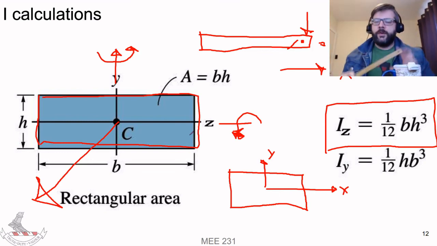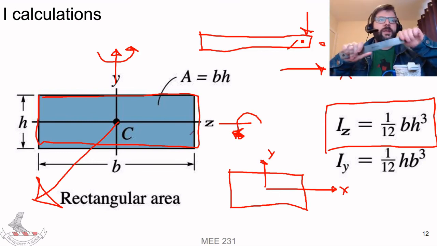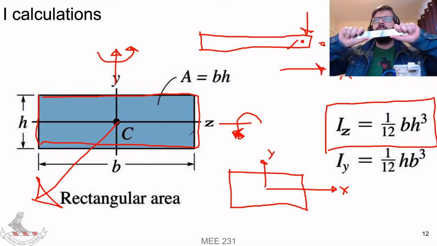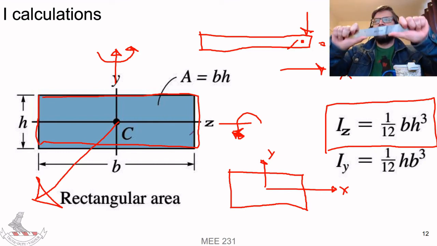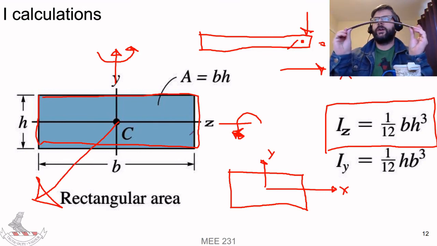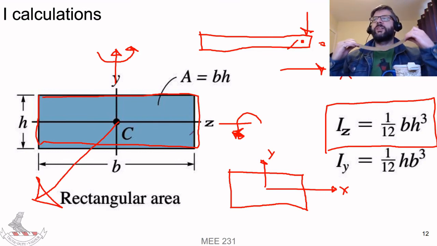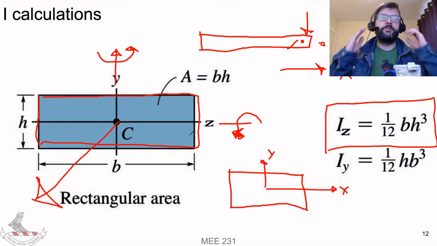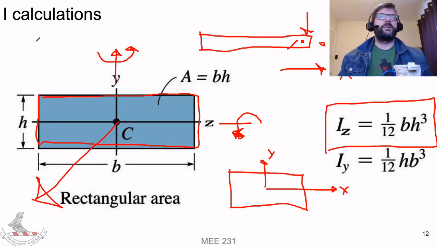So it's the same object. The cross-sectional area is the same, but the I about this axis versus the I about this axis is drastically different. So the orientation of your beam matters quite a bit. So that's for a rectangle.